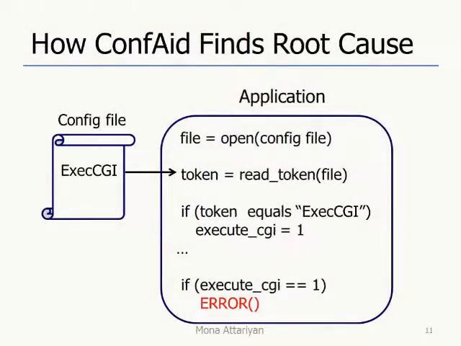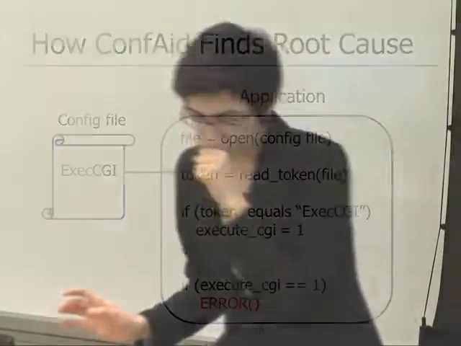All right. So let's say we have an application. It reads something from a configuration file, it runs for a while, and an error happens. We'd like to know what parameter in the configuration file is causing the error to happen at the end.